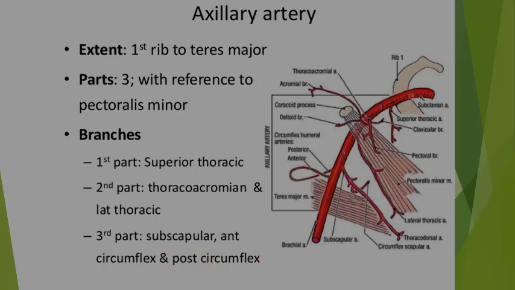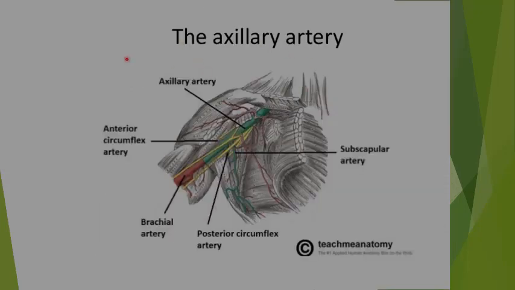This is the first rib where it is originating from. So this is the picture of the axillary artery originating under the first rib. So this is the anterior circumflex artery, brachial artery, the posterior circumflex artery, and the subscapular artery.